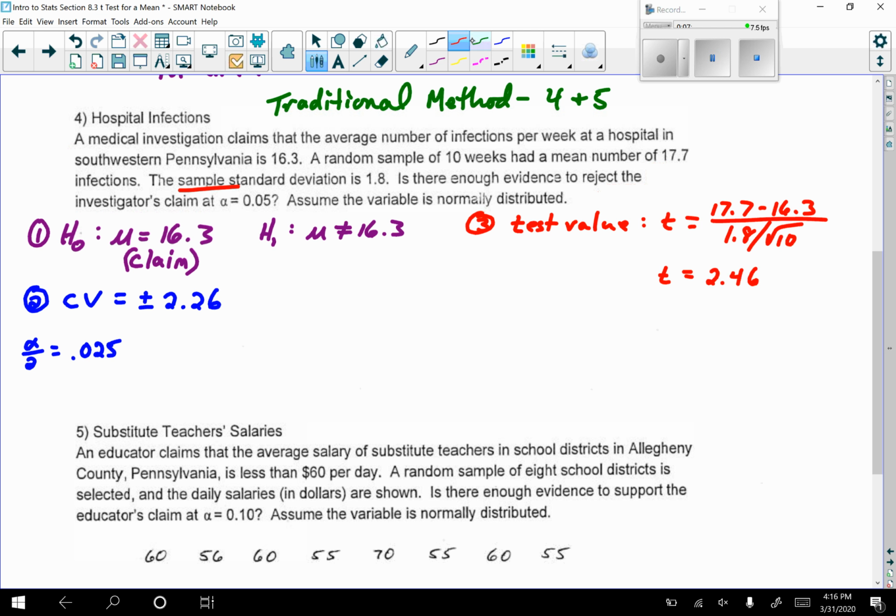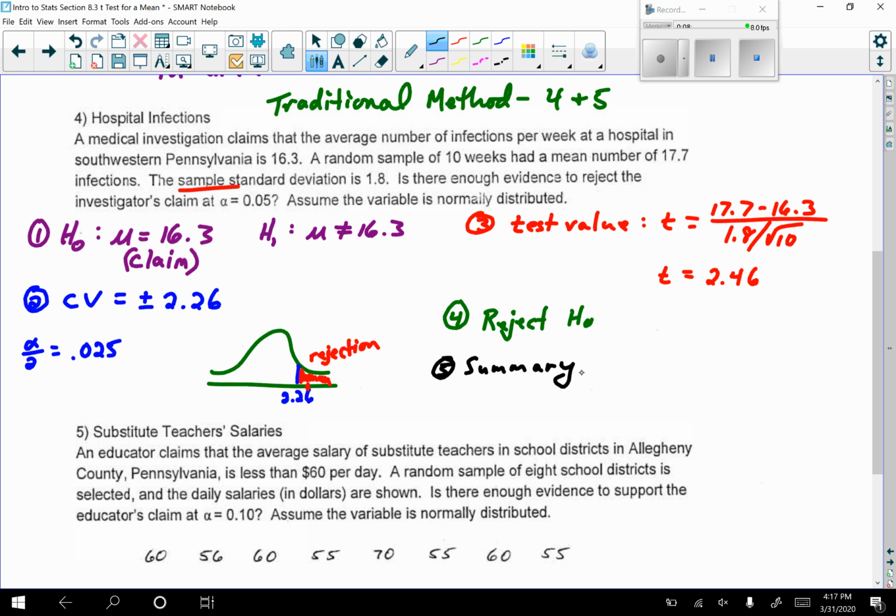2.46. Our decision here then, when we compare 2.46 to positive 2.26, so just making a quick sketch here. So let's say this is our critical value of 2.26. 2.46 is showing up to the right of that, so it is in the critical region or the rejection region here. So our decision is to reject the null hypothesis, and our summary. Again, we want to use the statement, and again, for our homework, it's okay to just kind of stop, that we could say there is enough evidence to reject the claim.